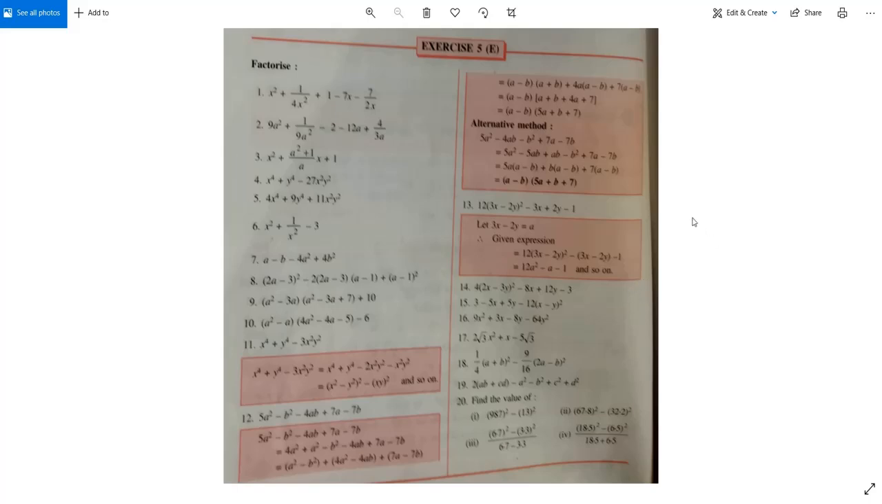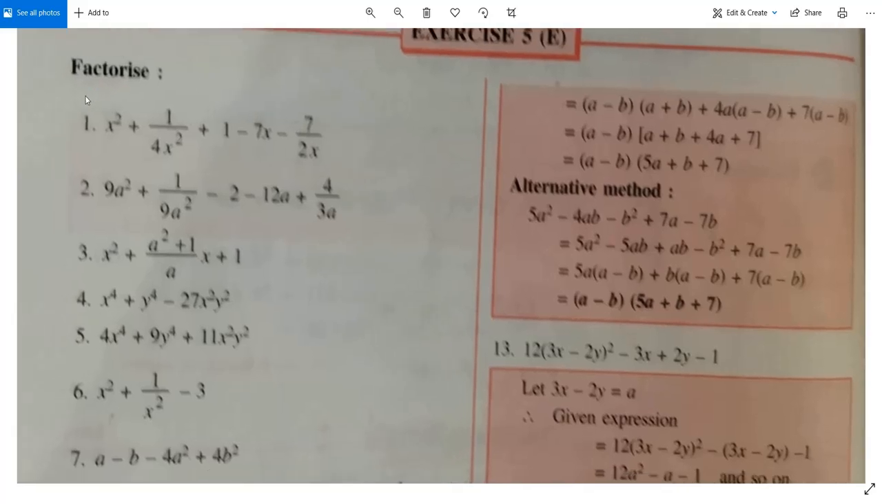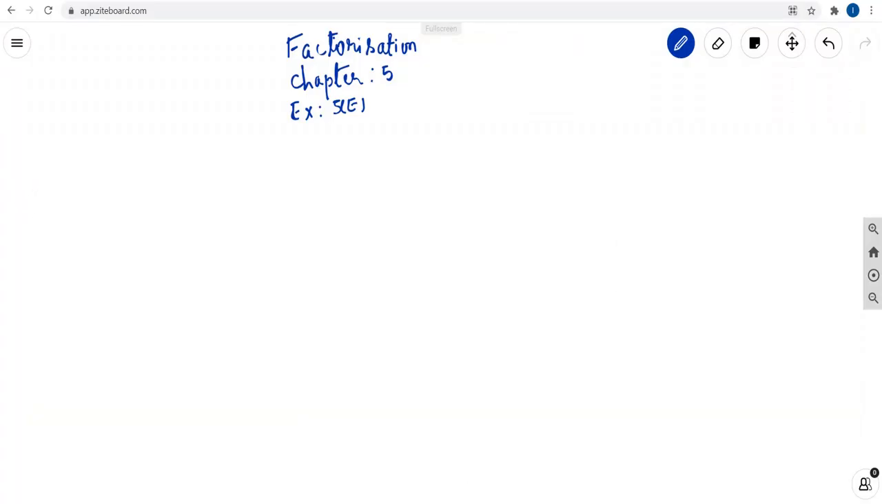Today we are going to solve problems on exercise 5E. So the first problem here, factorization. We will start solving the factorization problem. The first problem is x square plus 1 by 4x square plus 1 minus 7 by 2x. So this is the problem given, problem number 1.